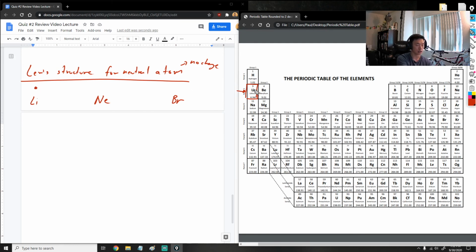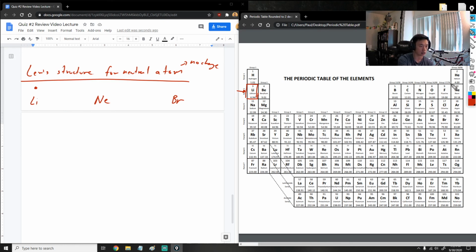And you can check this with the shell model if you want to, but when you have a neutral atom, it's really easy to draw a Lewis structure. All you need to do is figure out which box it's in, and that gives you how many electrons, valence electrons there are.